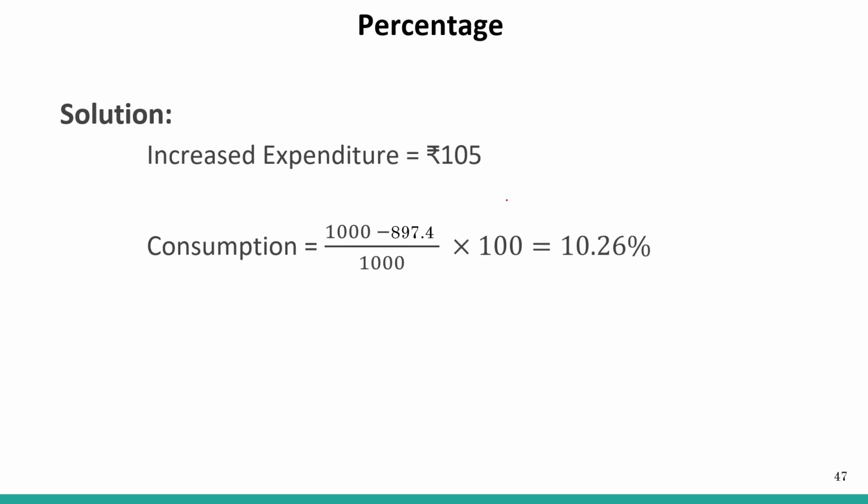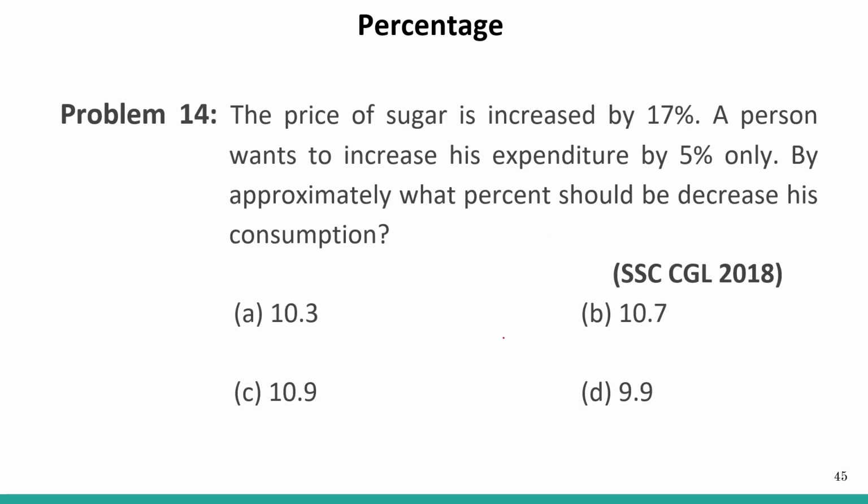So the increased expenditure is 105. So consumption will be (1000 minus 897.4) whole by 1000 into 100 because we want it in percentage. So 10.26%. So this will be the correct answer. This is wrong, wrong and wrong. Okay, so that's enough for today. Thank you.